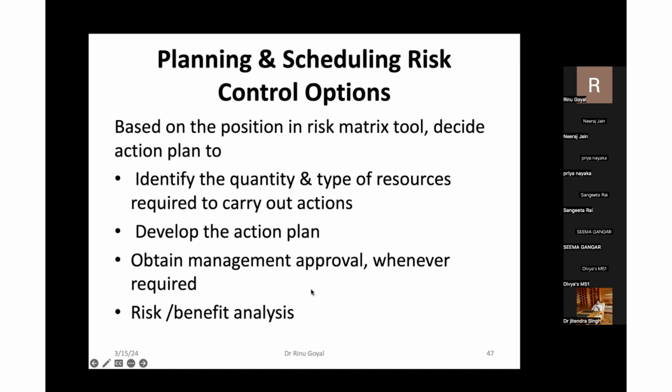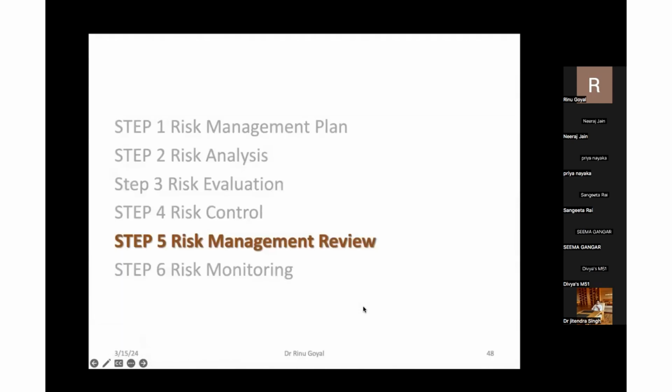And then do risk benefit analysis, whether the risk is good or the finances are good. Whether the benefit will be higher, or leaving it as it is will be higher. So accordingly, we can proceed.